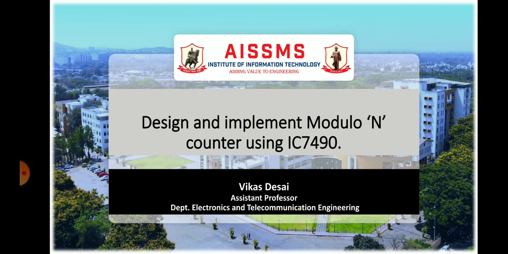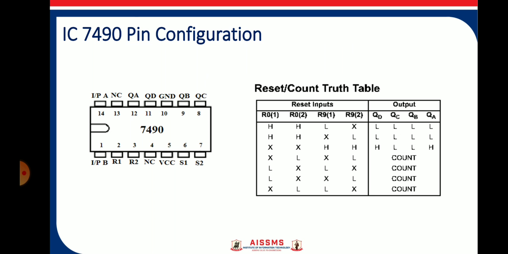Today we are going to learn how to design and implement a mod N counter using IC 7490. First we will see the IC 7490 pin configuration. It is a 14 pin IC. Out of that, pin number 1 and pin number 2 are the clock pins.